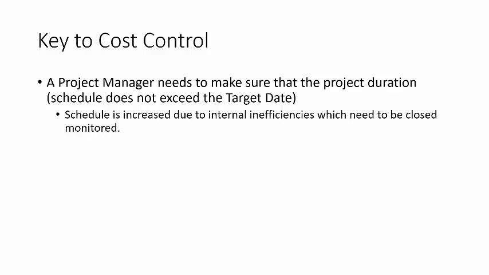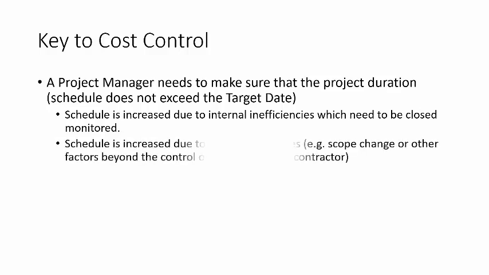Now, a schedule can be increased due to internal inefficiencies, which need to be closely monitored, or the schedule is increased due to external outcomes. Scope change is happening a lot, and there are other factors that are beyond our control, or the client's, or the contractor's. It could be anything that's out of scope. Maybe gate passes weren't issued for certain manpower.